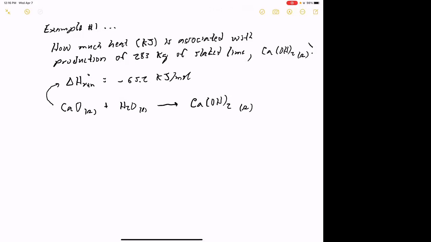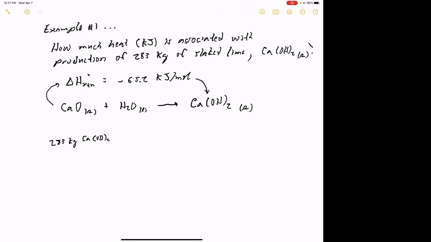So I want to know how much heat is going to be liberated when I make 283 kilograms of slaked lime. That's where we have to start. And I'll just call it Ca(OH)2. So ultimately, I need moles, don't I? Because take a look at my delta H. It's in terms of kilojoules per mole. Okay, so ultimately, I got to get to moles here. And when they talk about the mole here, it can either be in terms of mole of reaction or the mole of formation of the slaked lime. So really, that's the thing I'm focusing on there.